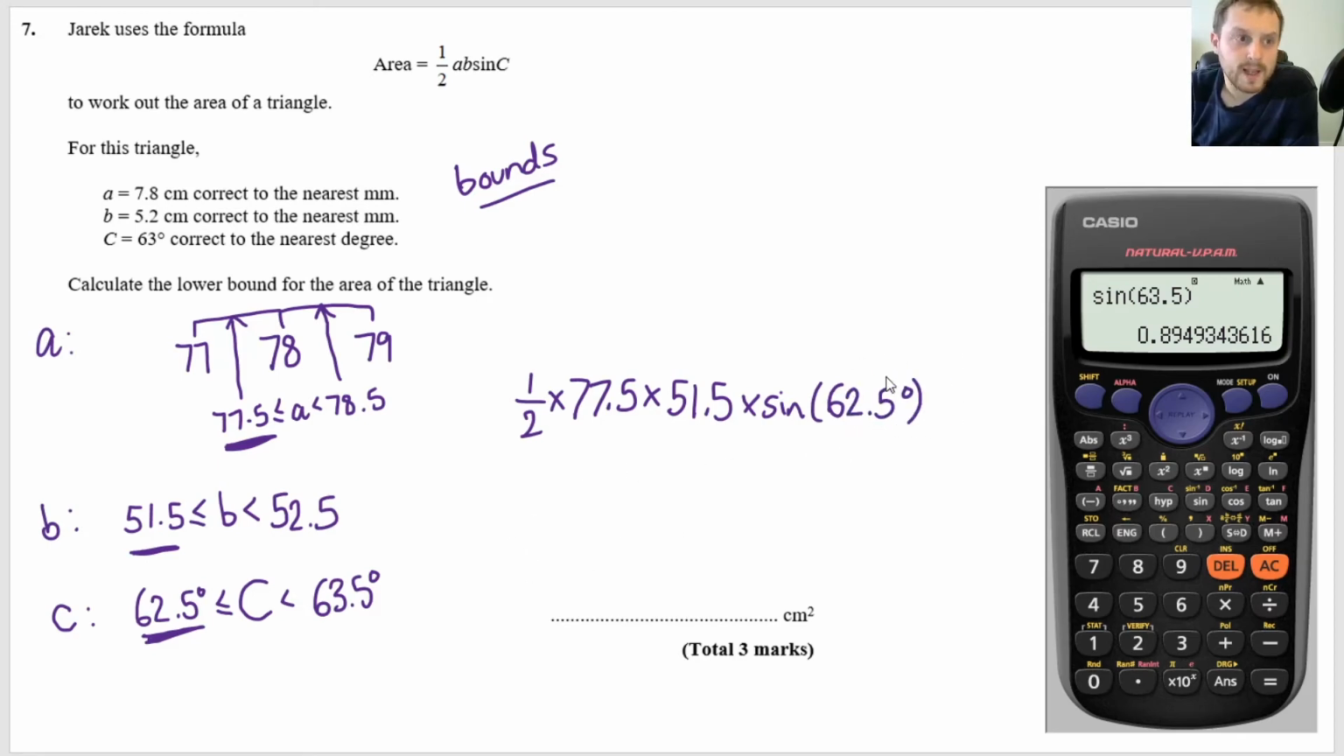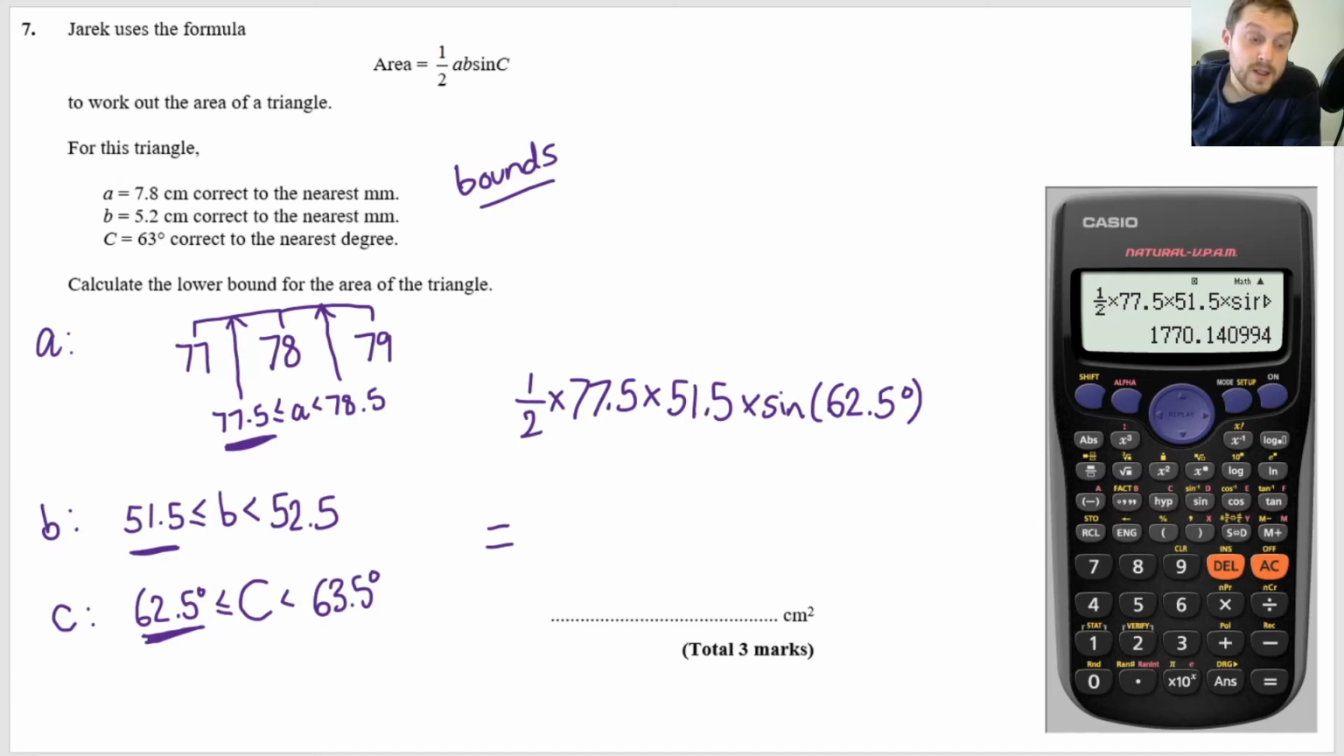Also, you might guess that that's the one to use, and as it happens that would work out for you. It won't necessarily always be like that in terms of just guessing, but sine between 0 and 90 does just increase as the angle increases, so it will work in situations like this. So anyway, let's do a half times 77.5 times 51.5 times sine of 62.5.